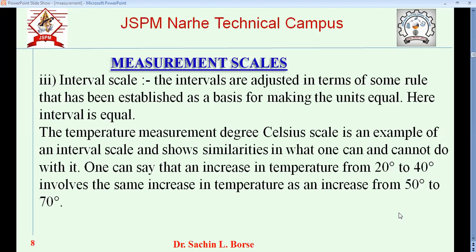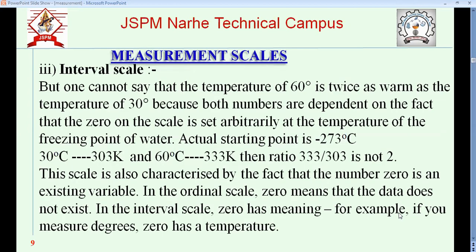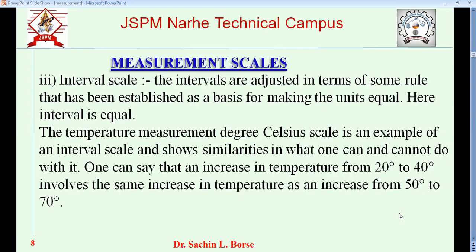Then comes the interval scale. Here the difference between two consecutive values is the same. I gave the example of temperature: 1 degree, 2 degree, 3 degree, 4 degree, 5 degree, like this. So there is a difference of 1 degree. That is the interval scale.